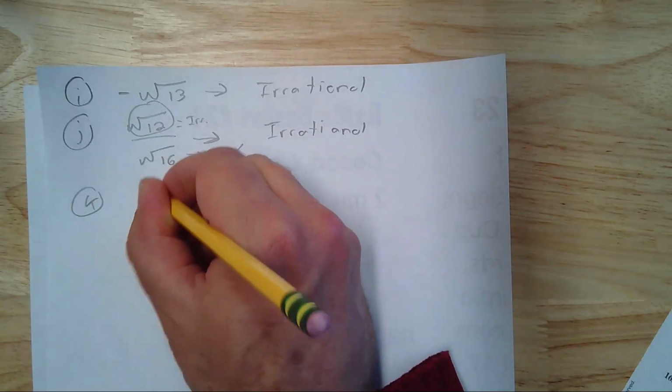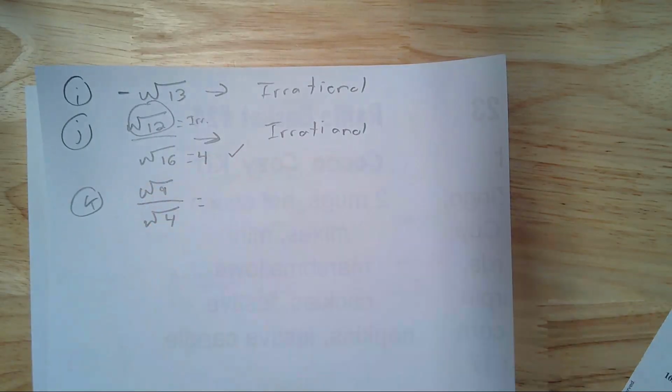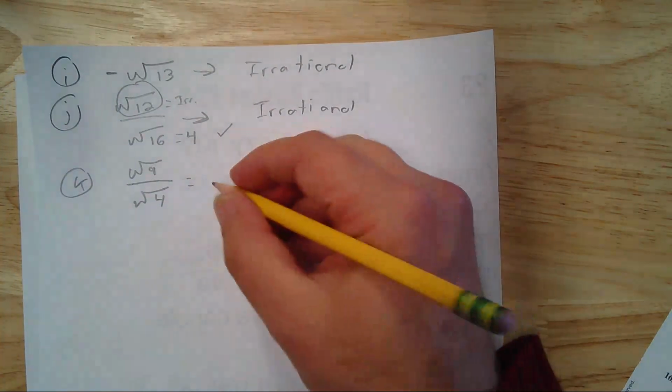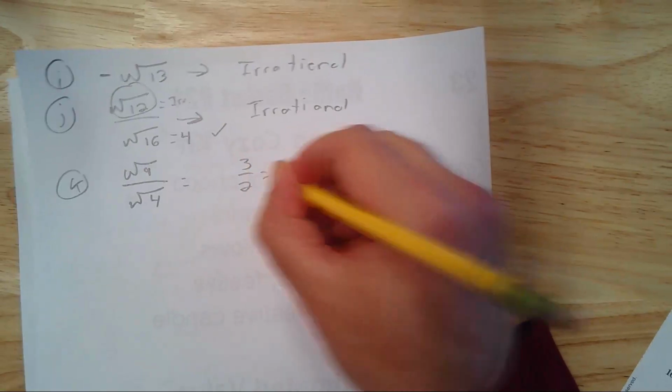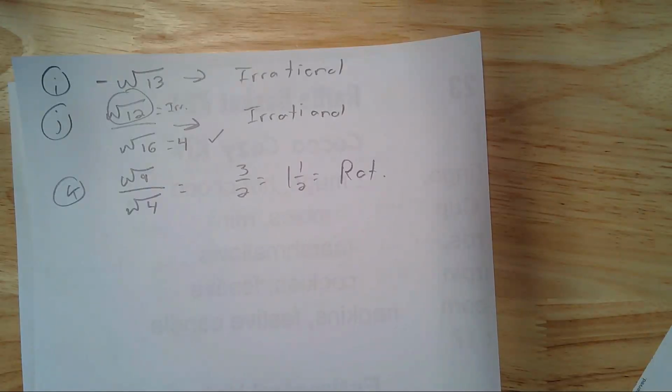Last one. Rational or irrational? Rational. Yeah, they're both perfect squares. Just 3 over 2. It's just 1 and 1/2. That is certainly a rational thing here.